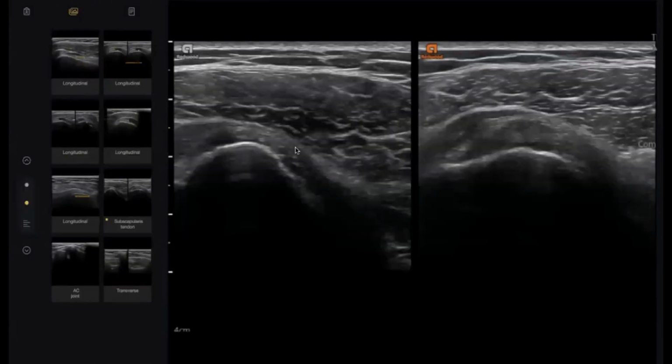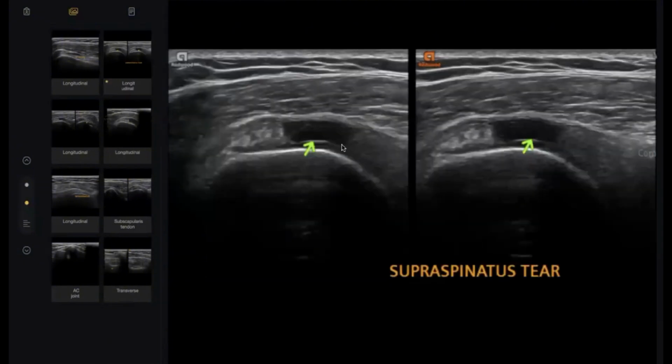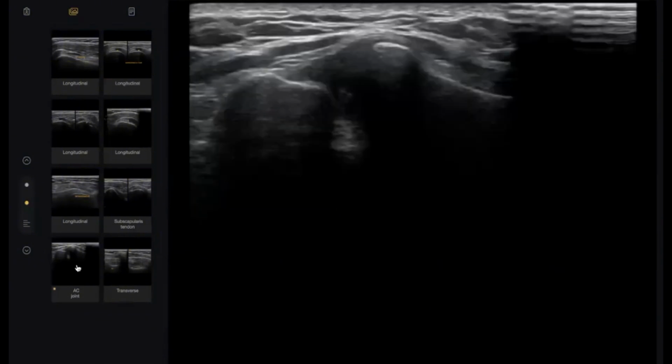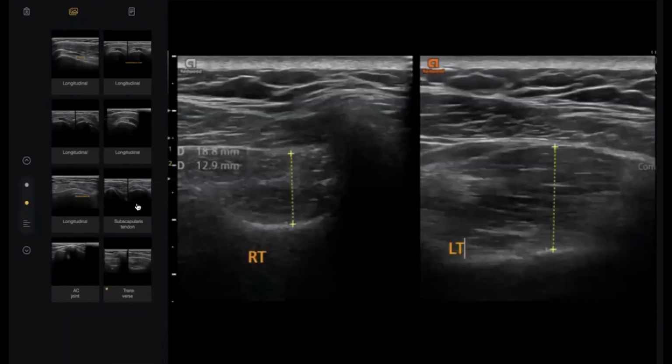Sorry, because this is very important. What do you think? Is this a complete tear or partial? This is a complete tear. Okay, what will you do next? I would refer the patient to orthopedics and advise further MRI to see other injuries. And I would also like to see the other muscles of the rotator cuff on ultrasound.